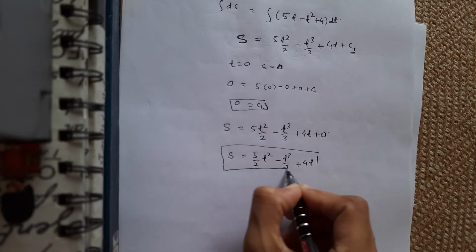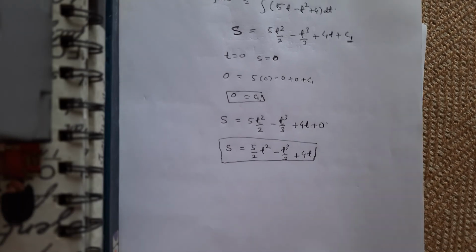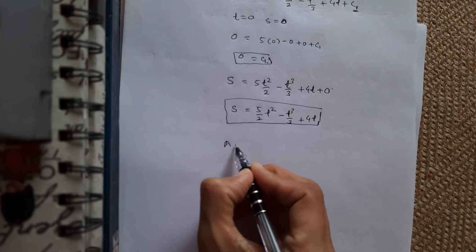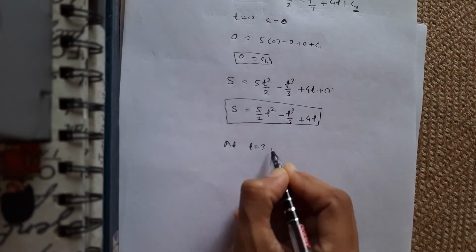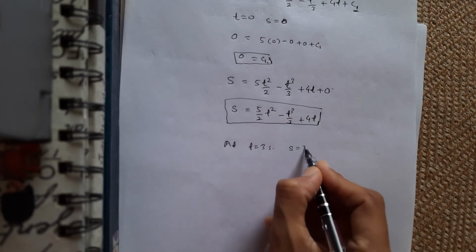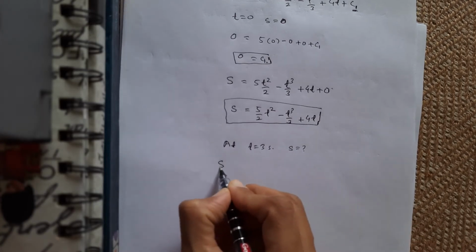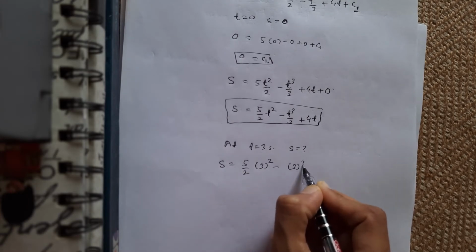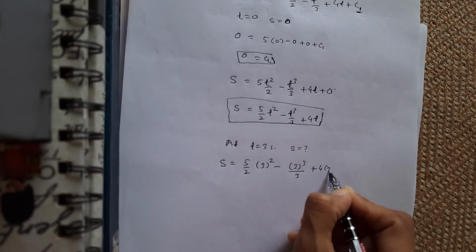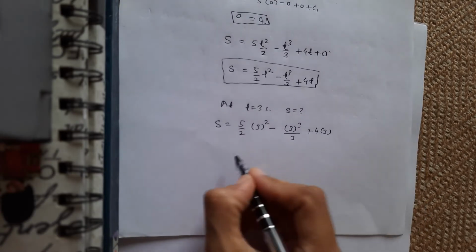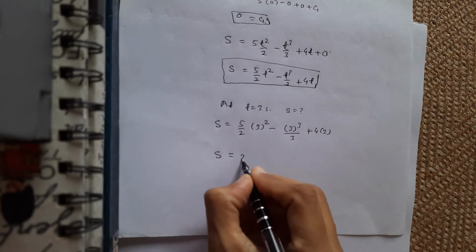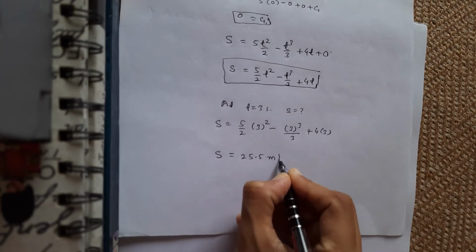This is my distance equation which I got from acceleration. Now I need to find the distance when t equals 3. So at t equals 3 seconds, what will be the distance s that I want to find? So my distance will be s equals 5 by 2 into 3 square minus 3 cube upon 3 plus 4 into 3. So just calculate this. After calculating, I am getting it as 25.5 meter.